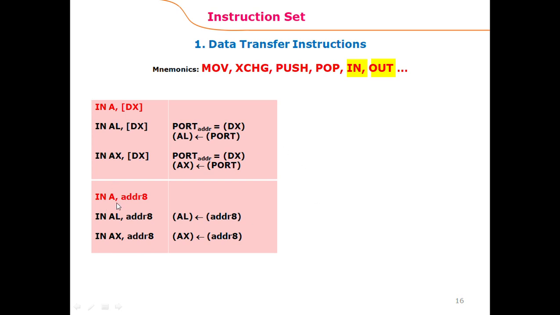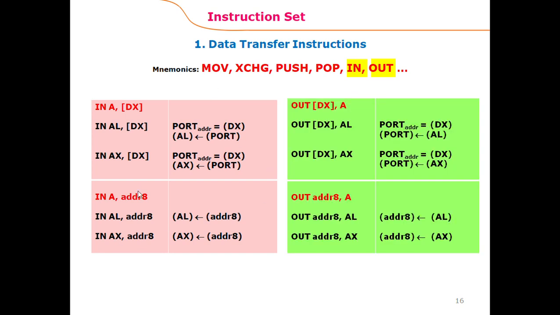Similarly, in this form of addressing, there is an 8-bit address which provides the port address, but that is directly provided as part of the instruction. So this is direct port addressing, and this is indirect port addressing. In this form of addressing, an 8-bit port address is used as part of the instruction that would identify the input port from where 8-bit data is to be read, while in this case the 8-bit port address would identify the input port from where a 16-bit value is to be read and loaded into the AX register.